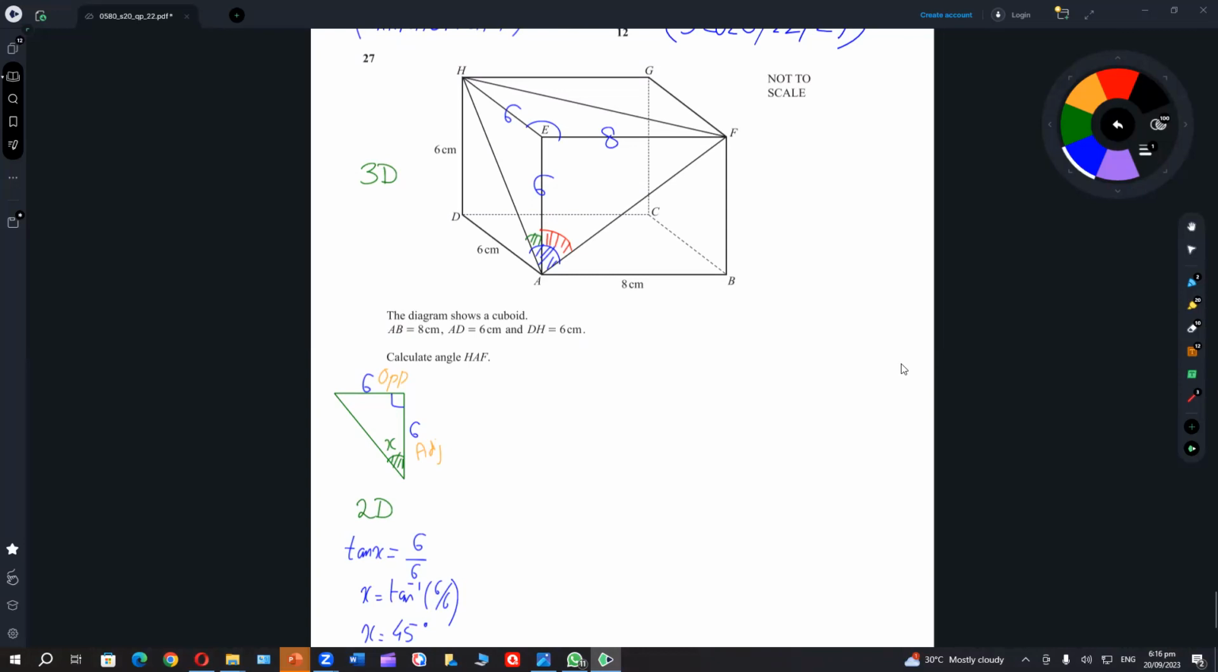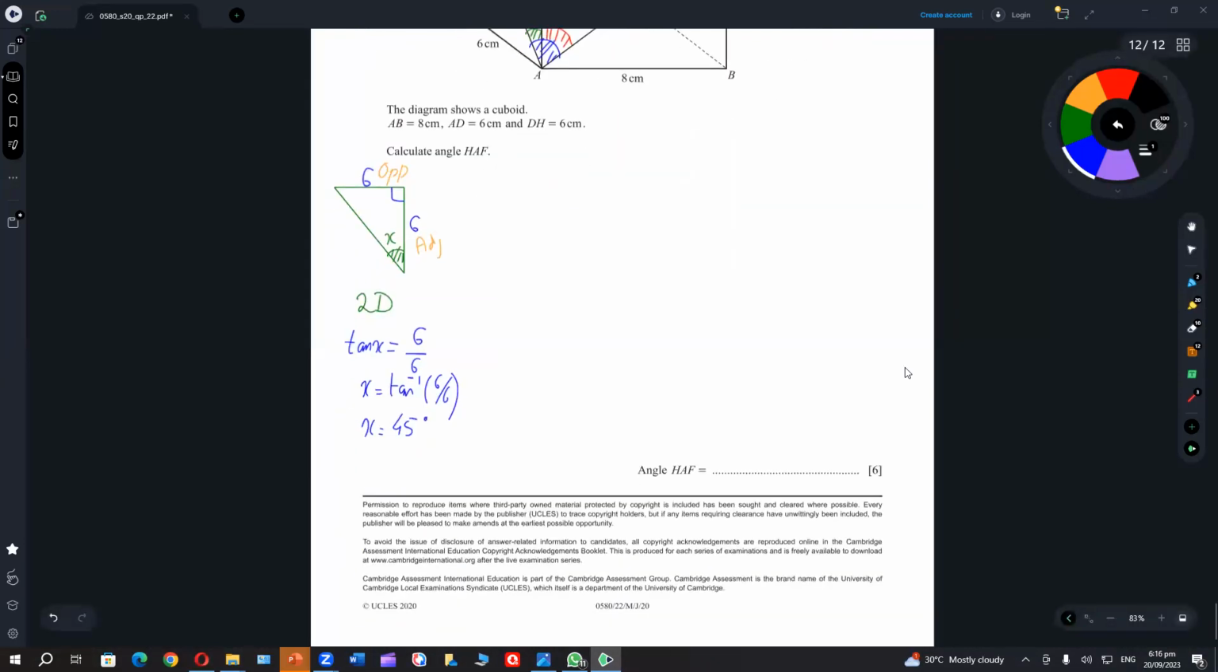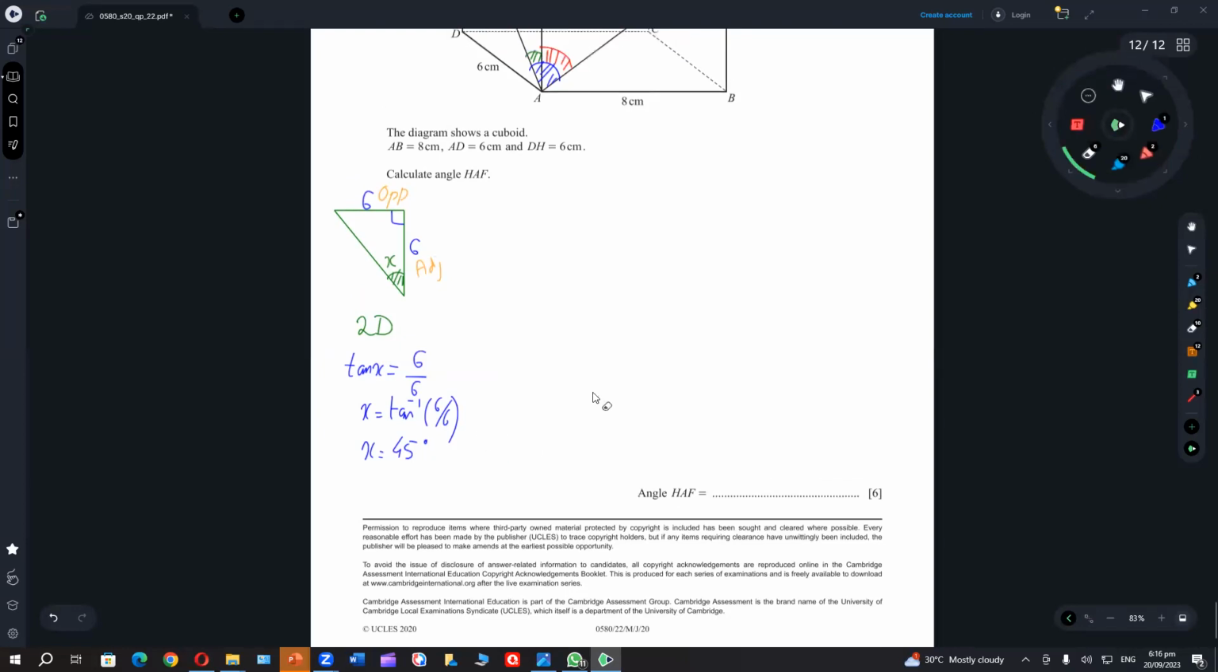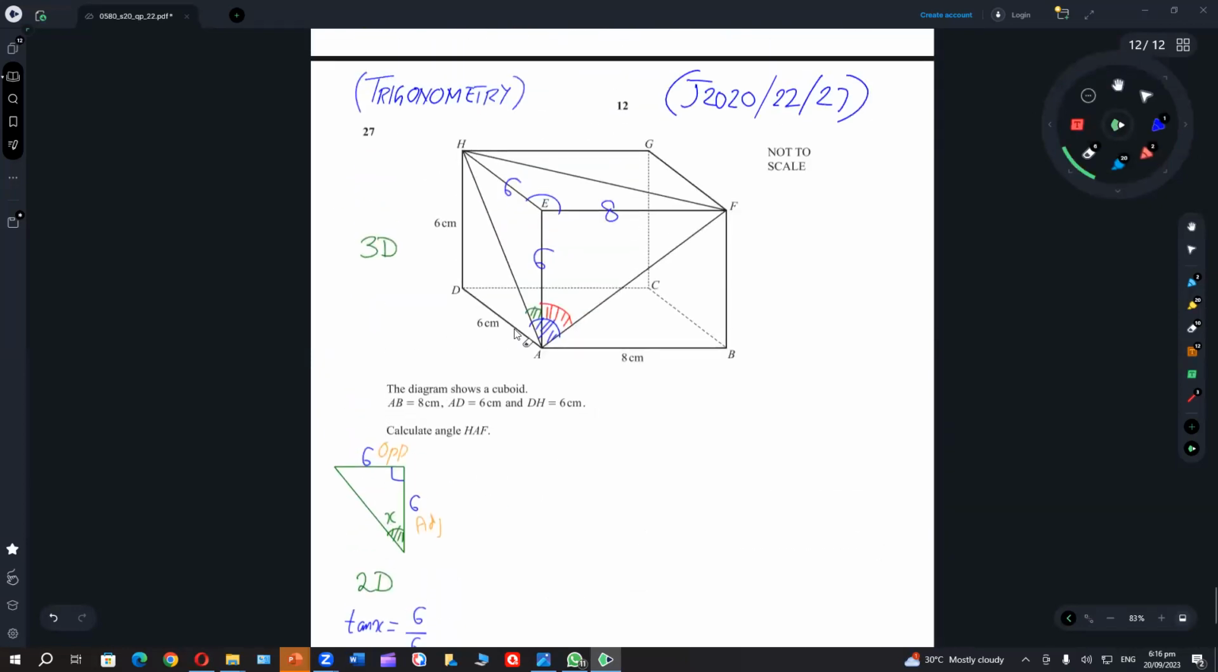So find the diagonal on the roof, because that is a better way. The way we have started it will take a very long way because we don't have enough space. So I did find HF. I got 10 for HF.